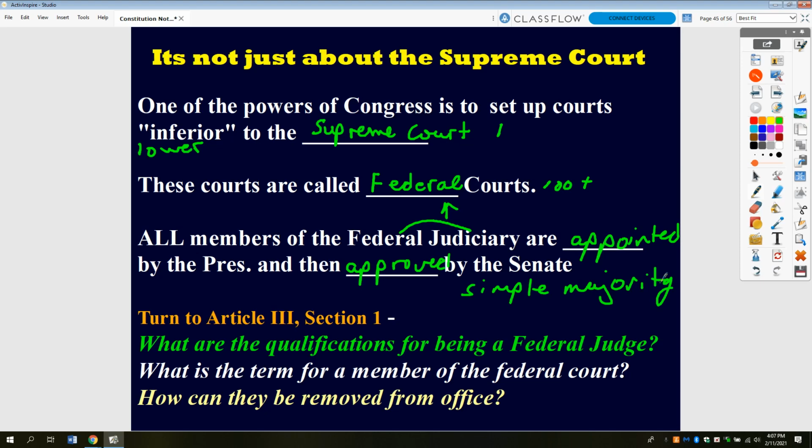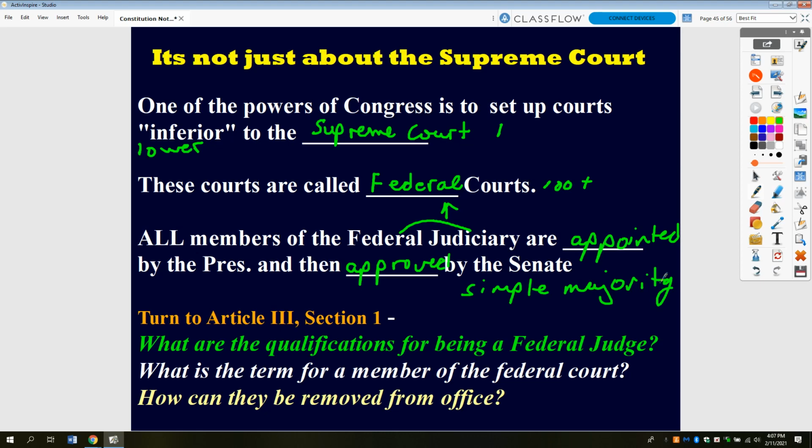So those justices or judges, they shall hold their offices during good behavior and shall at stated times receive for their services compensation. They get paid, which shall not be diminished during their continuance in office, which means if they start off making $100 a week, they will always make at least $100 a week for as long as they're a judge. It never goes down, is the idea.